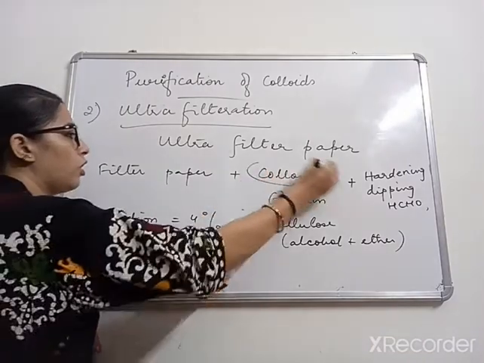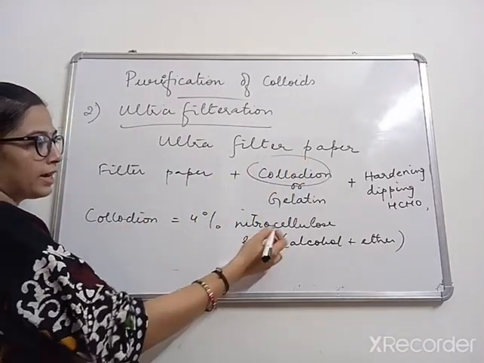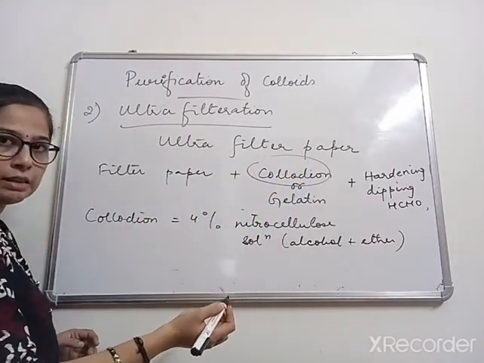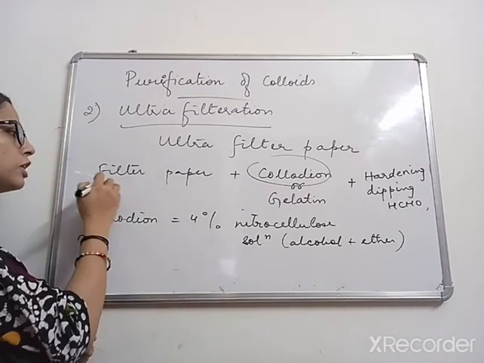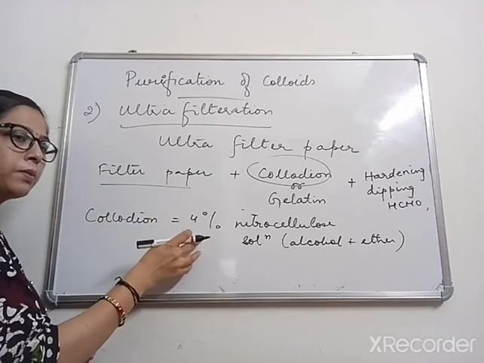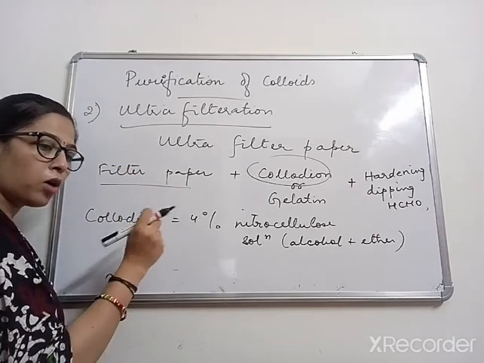And this collodion is basically 4% nitrocellulose solution in alcohol and ether, और ये सोल्यूशन तैयार हम करते हैं 4% नाइट्रोसेल्यूलोज और फिल्टर पेपर पे अप्लाई करते हैं. फिल्टर पेपर को इसमें डिप करके रखेंगे तो इसके पोर्स ब्लॉक हो जाते हैं.